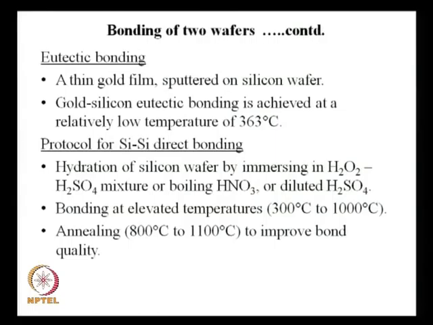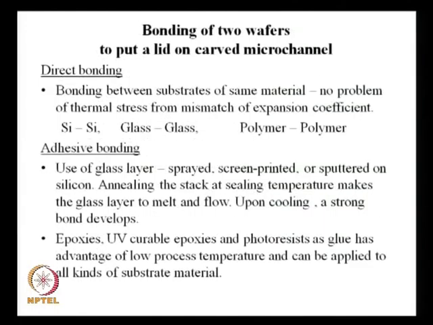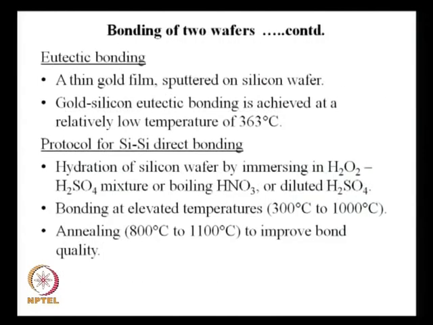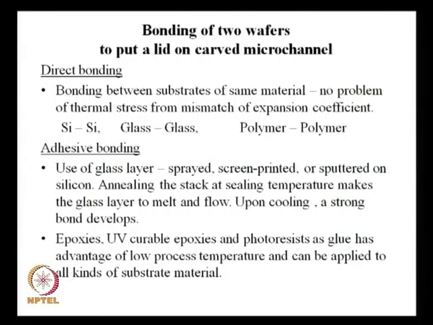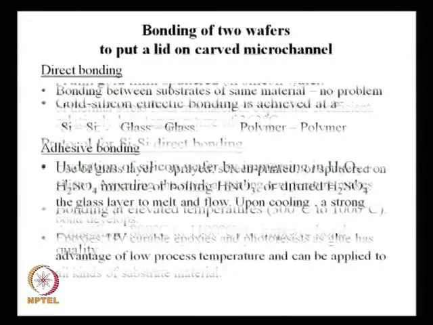Protocol for silicon direct bonding. Now, we have talked about three types of bonding. One is direct bonding, the second one is adhesive bonding, and the third one is eutectic bonding. Now, direct bonding, I said at the very outset, can be done between silicon to silicon, glass to glass, or polymer to polymer.